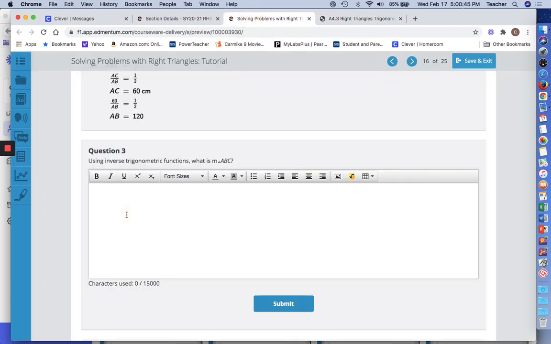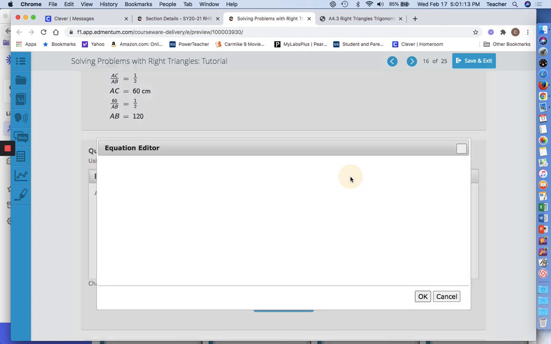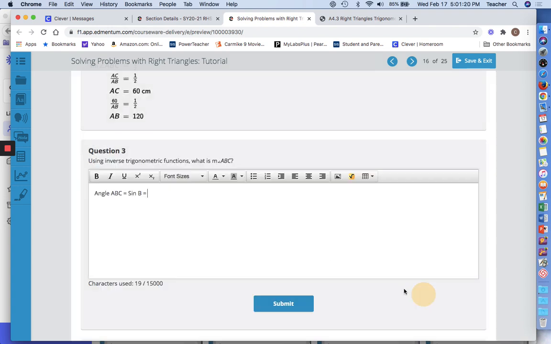They want me to do the inverse trig function. So, okay, I'm going to do that. So let's see. We got angle ABC is the sine of B equals, so sine is opposite 60 over hypotenuse 120. So that's going to be 60 over 120, because 60 was my opposite, and based on question 2, my hypotenuse is 120.